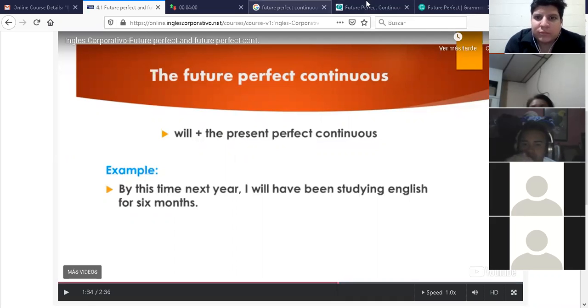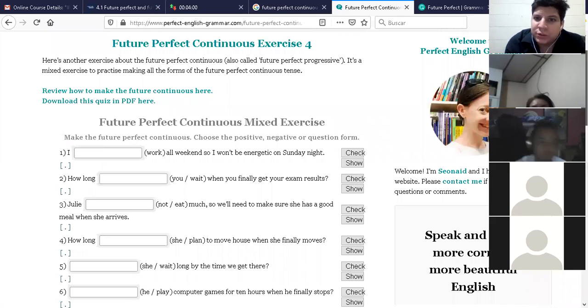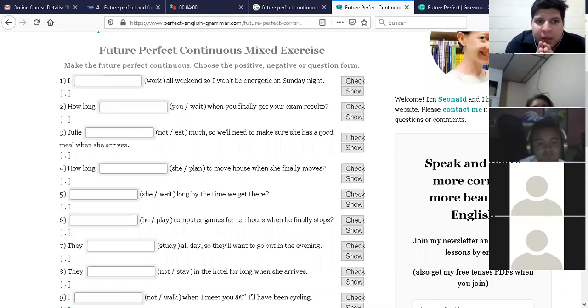A little. Very good. So guys, here, I have these exercises. You know that I like to use this website because I consider it has good exercises. What we're going to do right now is go to the break rooms as we normally do and try to complete this. For example, what do you think would work? I will have been working all weekend, so I won't be energetic on Sunday night. Let's check. Yes, my friends, it is correct.